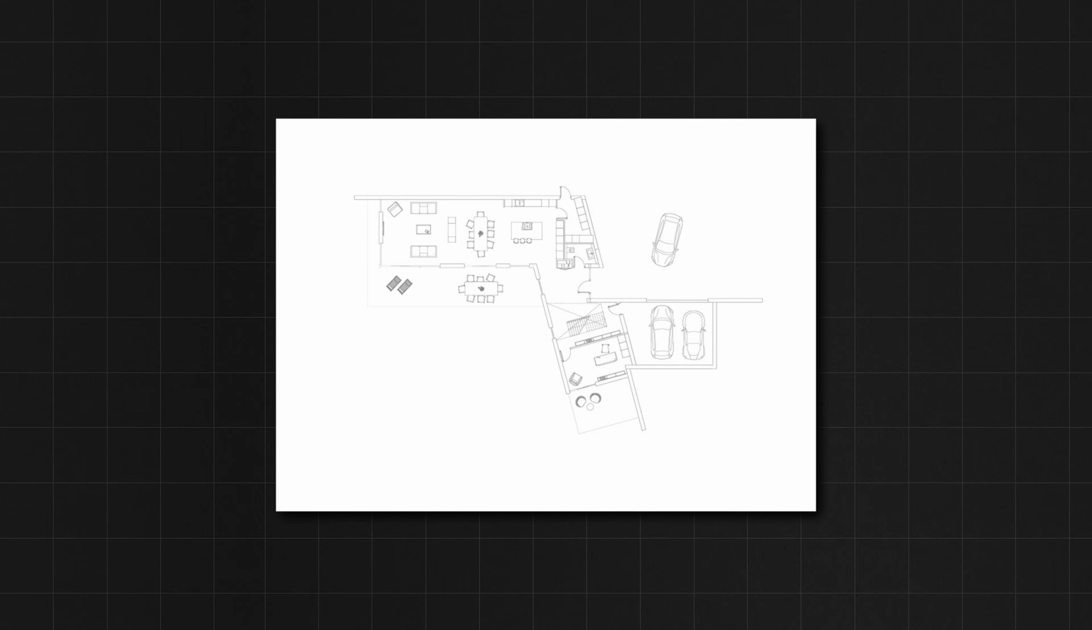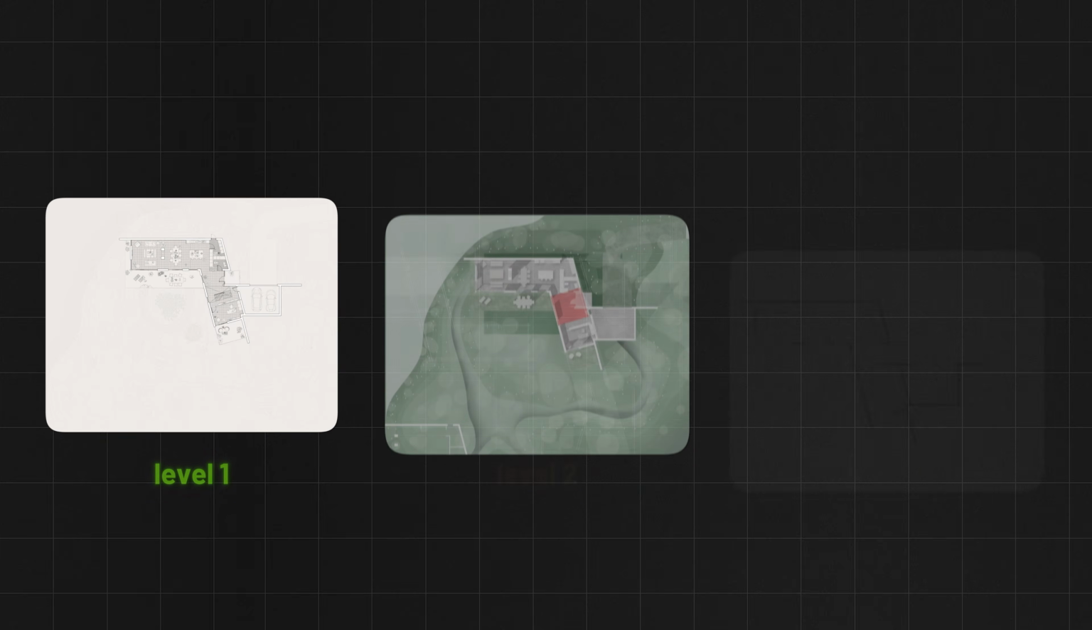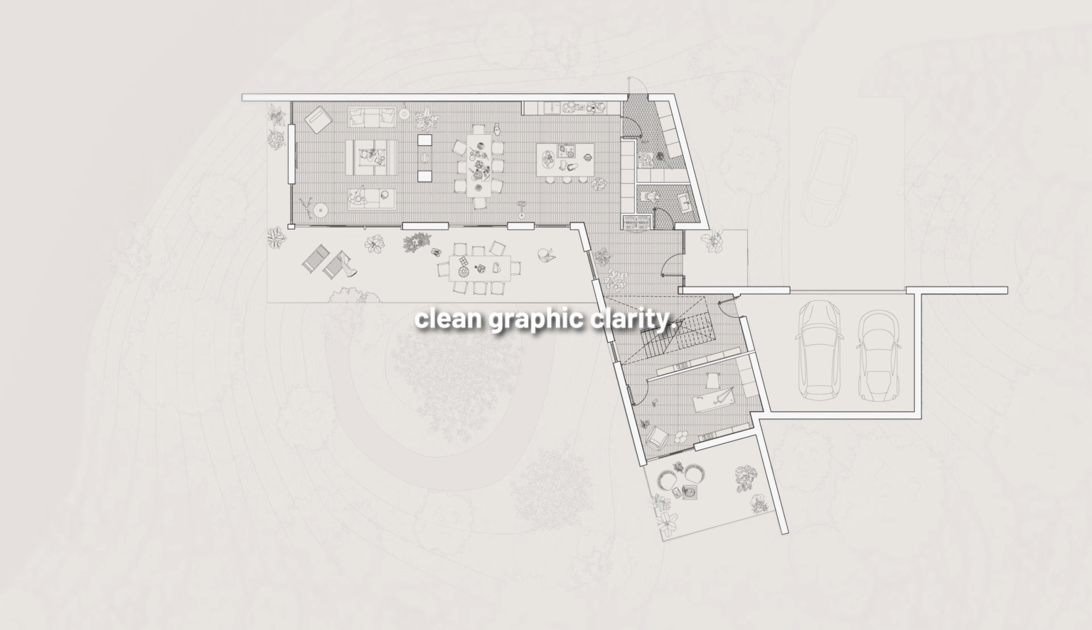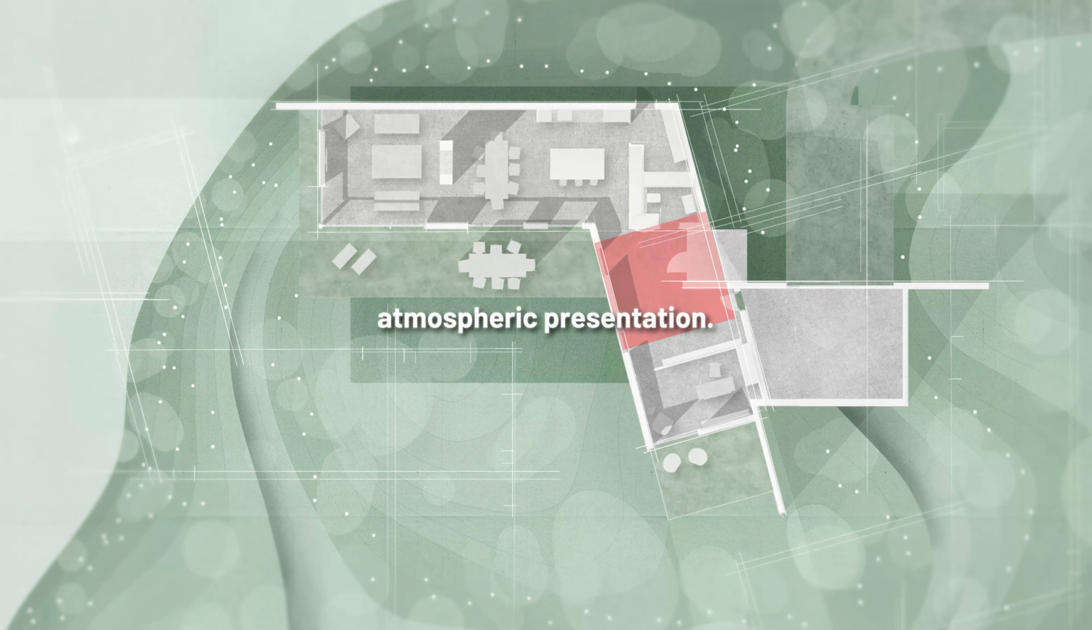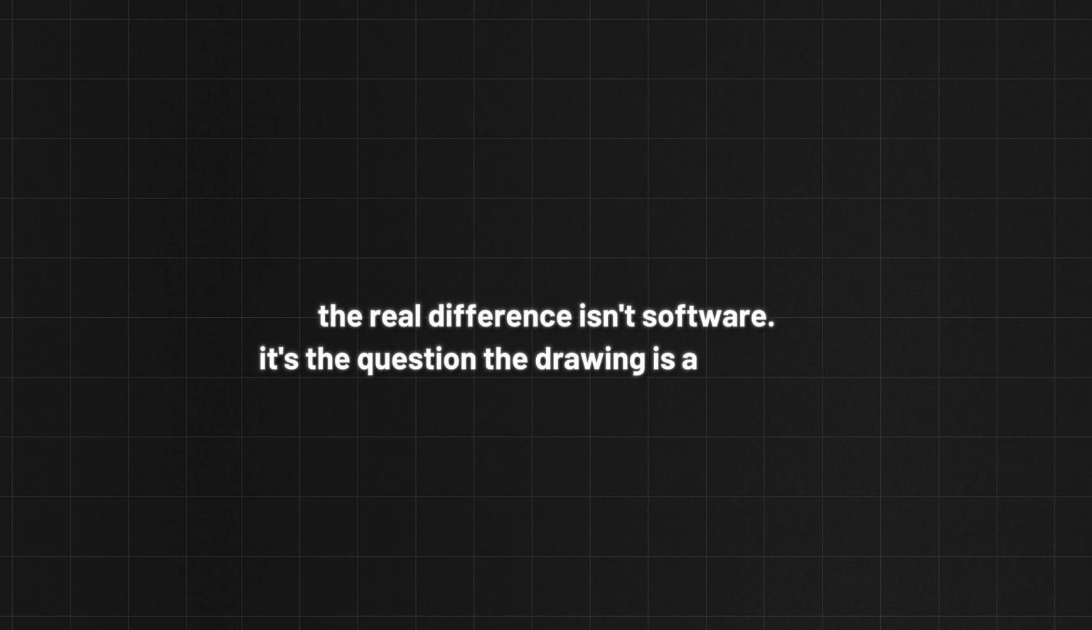In this video, I'm taking one basic floor plan and rebuilding it across 3 completely different levels of complexity, from clean graphic clarity to atmospheric presentation to full professional documentation. But why do some plans look powerful with almost nothing while others feel messy even with everything? The real difference isn't software. It's the question the drawing is answering.